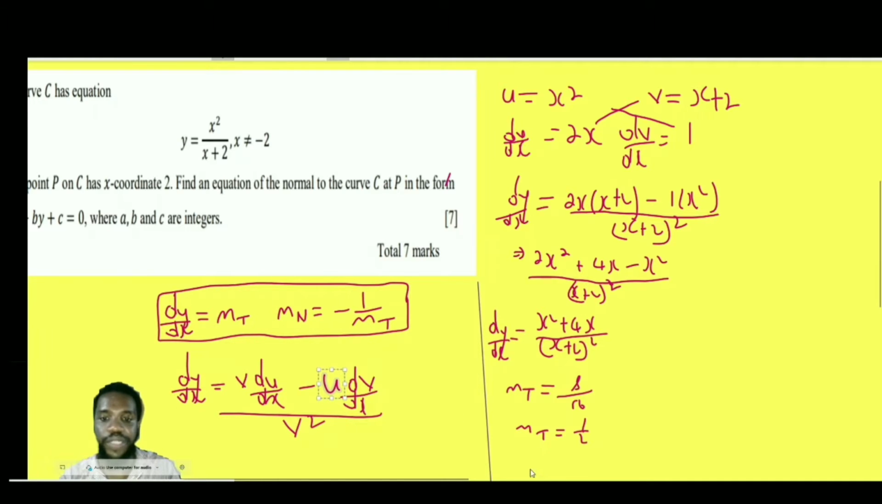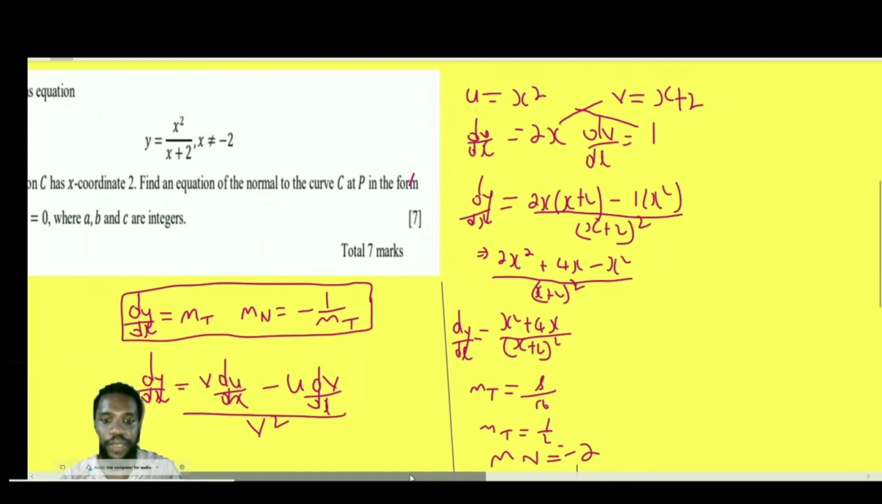So let me show you how we deal with that part of it now. Since the two of them are perpendicular, the gradient of a normal, which is going to be mn, is going to be the negative reciprocal, which means it's going to be equal to minus 2. So I have taken care of that part. Let me scroll over some more so I can get some space.